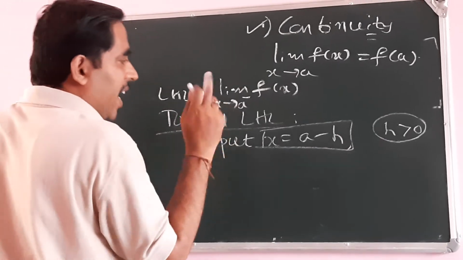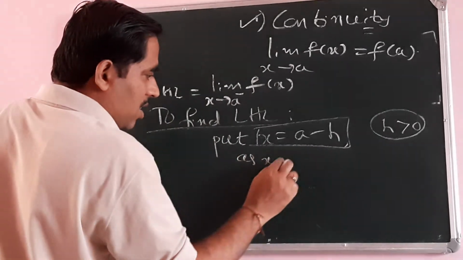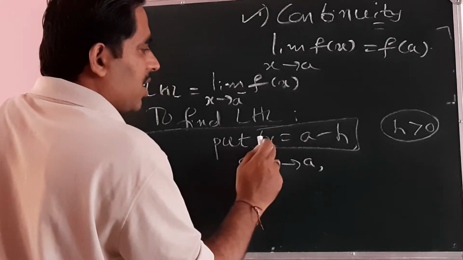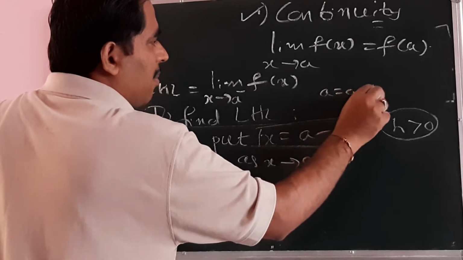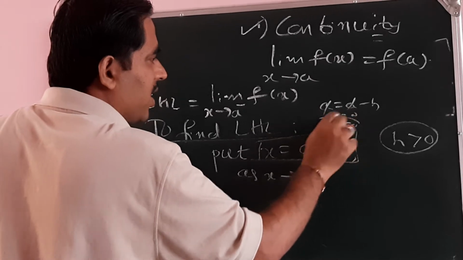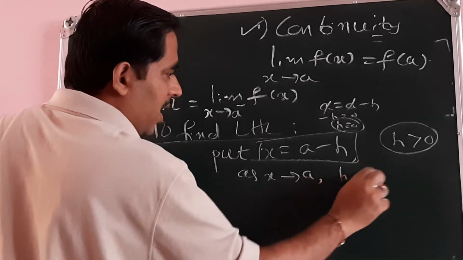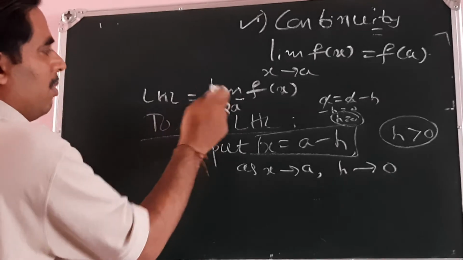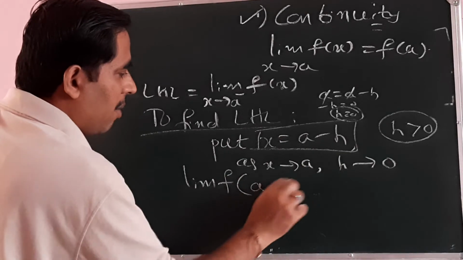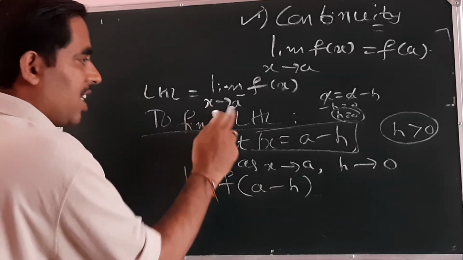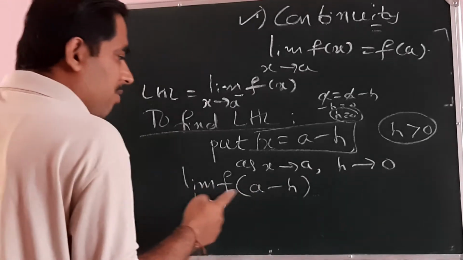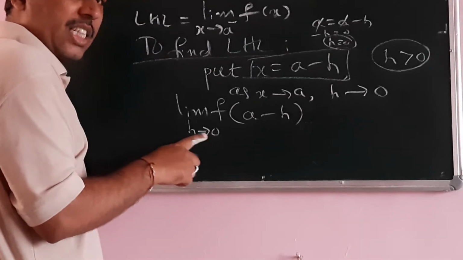See here, x tends to a is there. Observe this: as x tends to a, if I put x is equal to a minus h, then on the left hand side a, and on the right hand side a minus h, this a cancels, minus h is equal to 0, and if I solve, h is equal to 0. So as x tends to a, h tends to 0. Then the limit becomes the limit of f of a minus h as h tends to 0. So we have to find this limit of f of a minus h as h tends to 0.